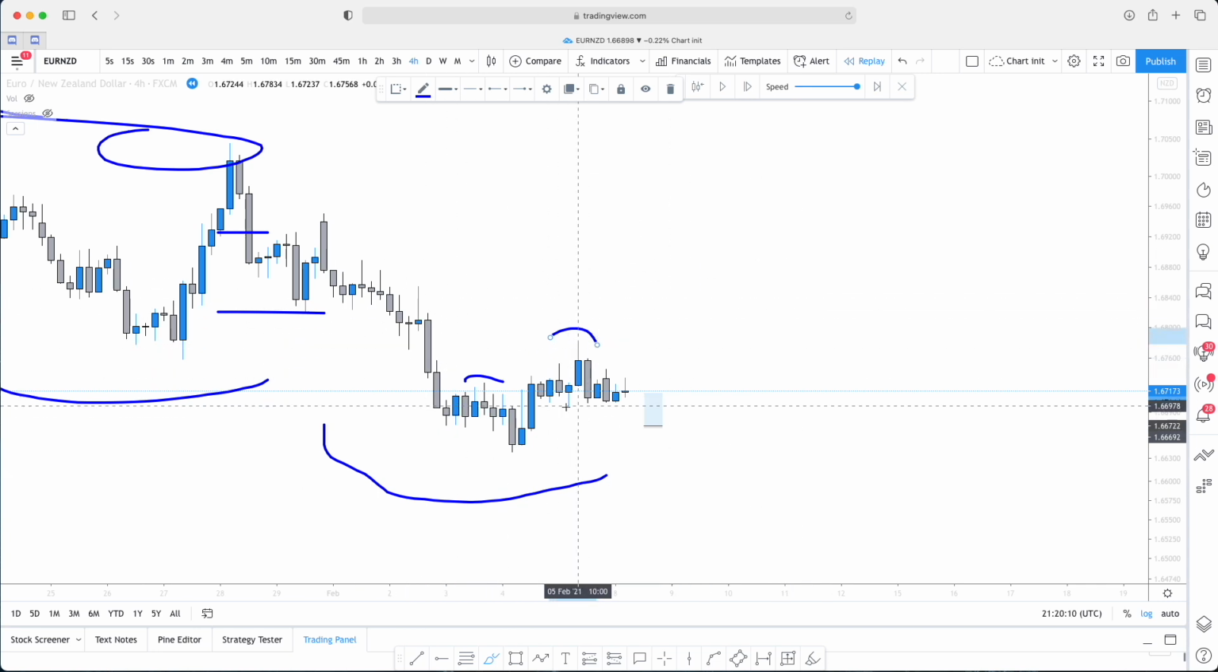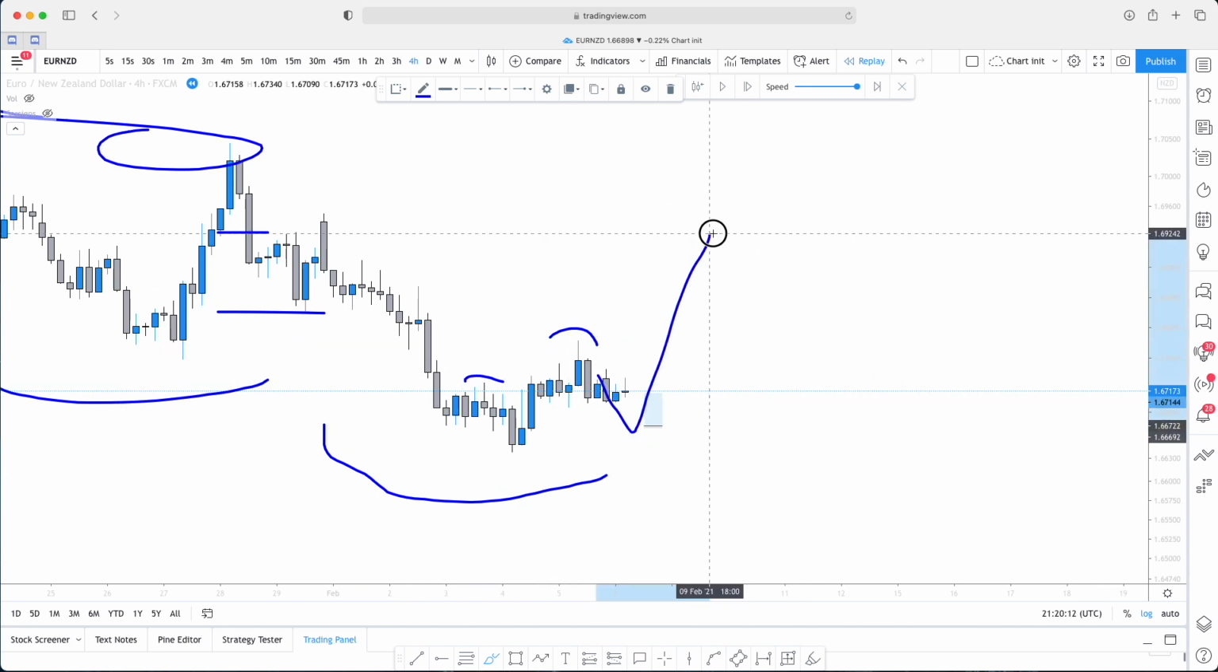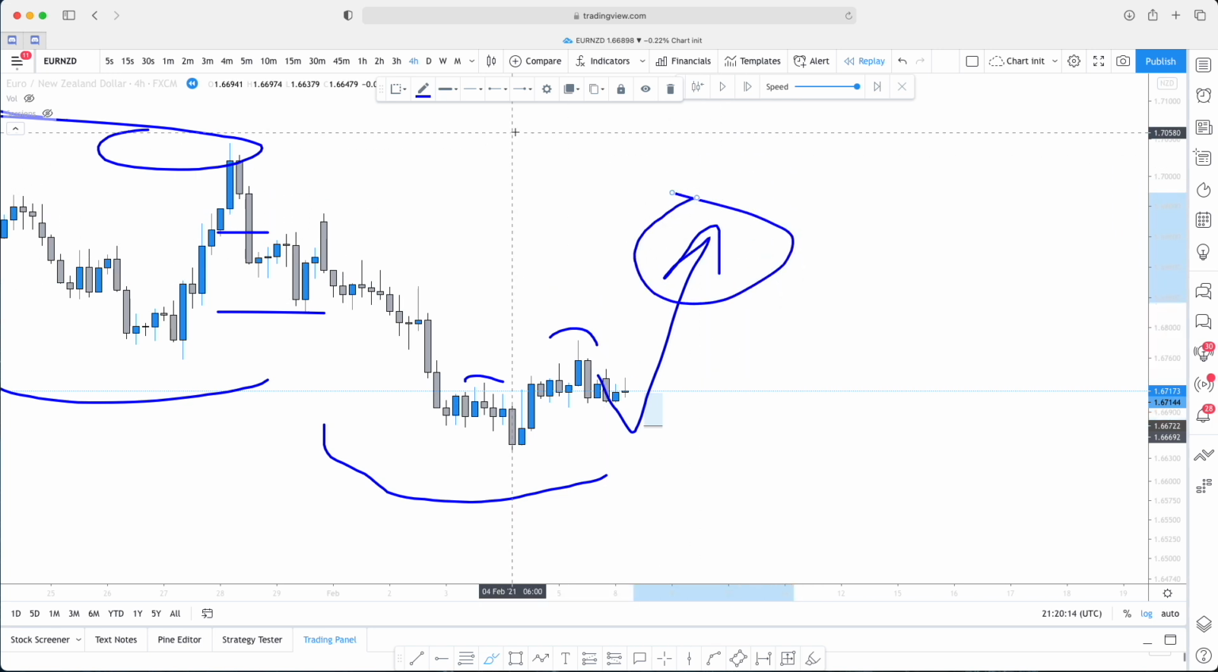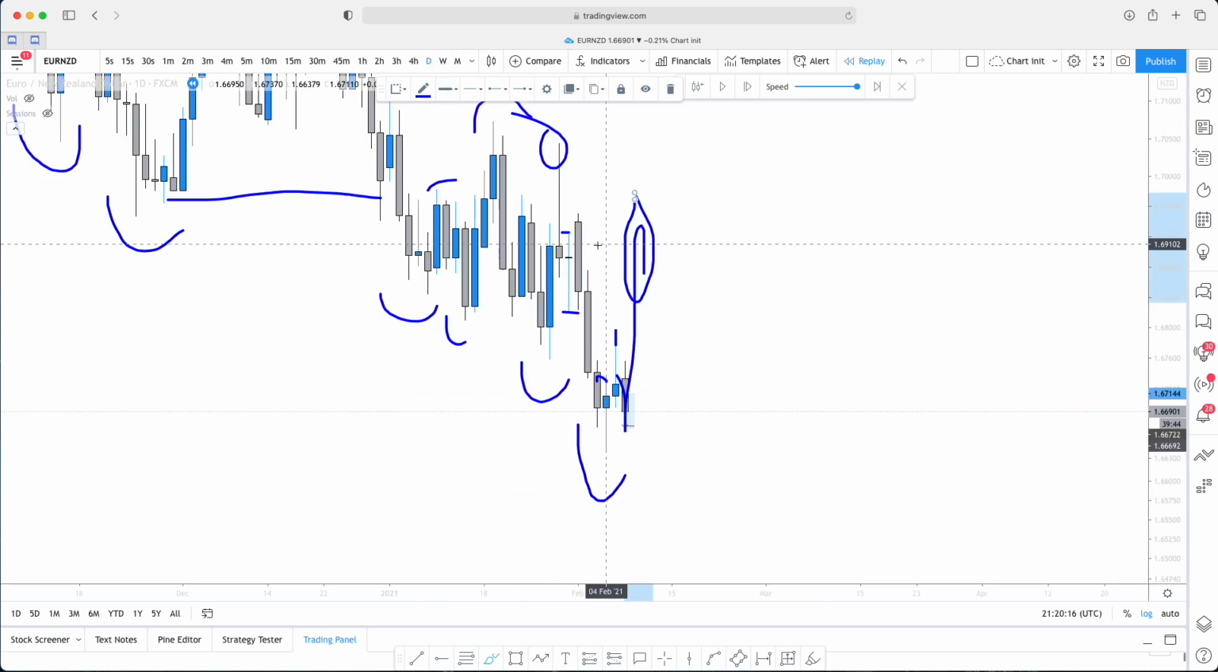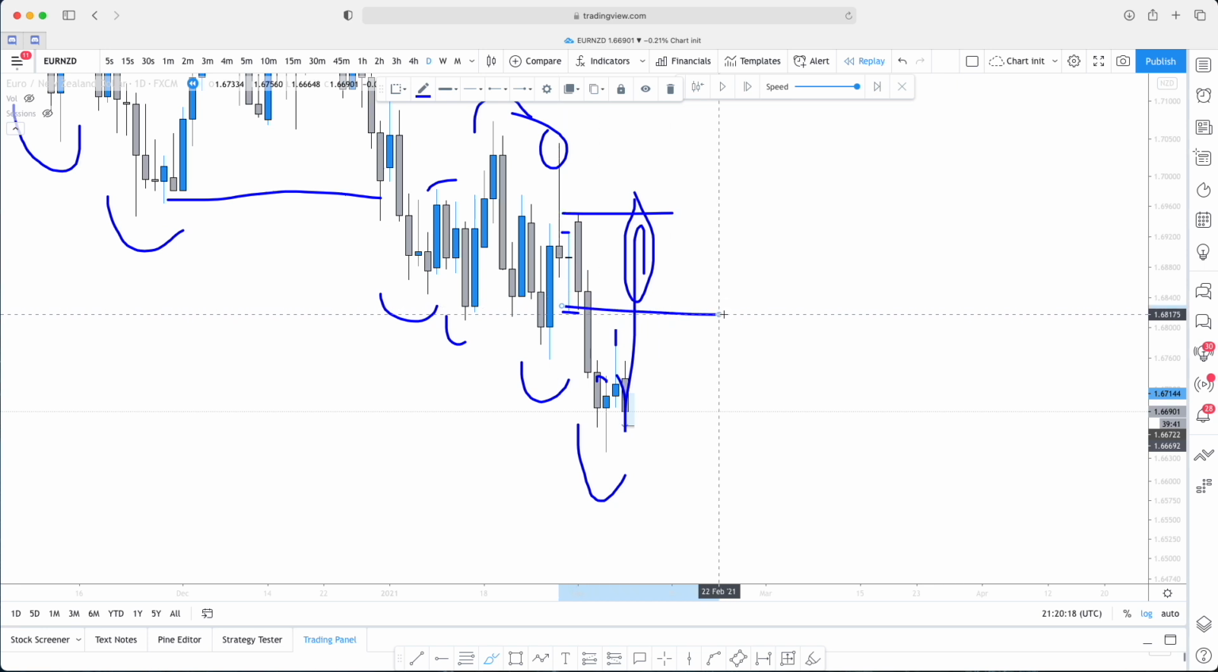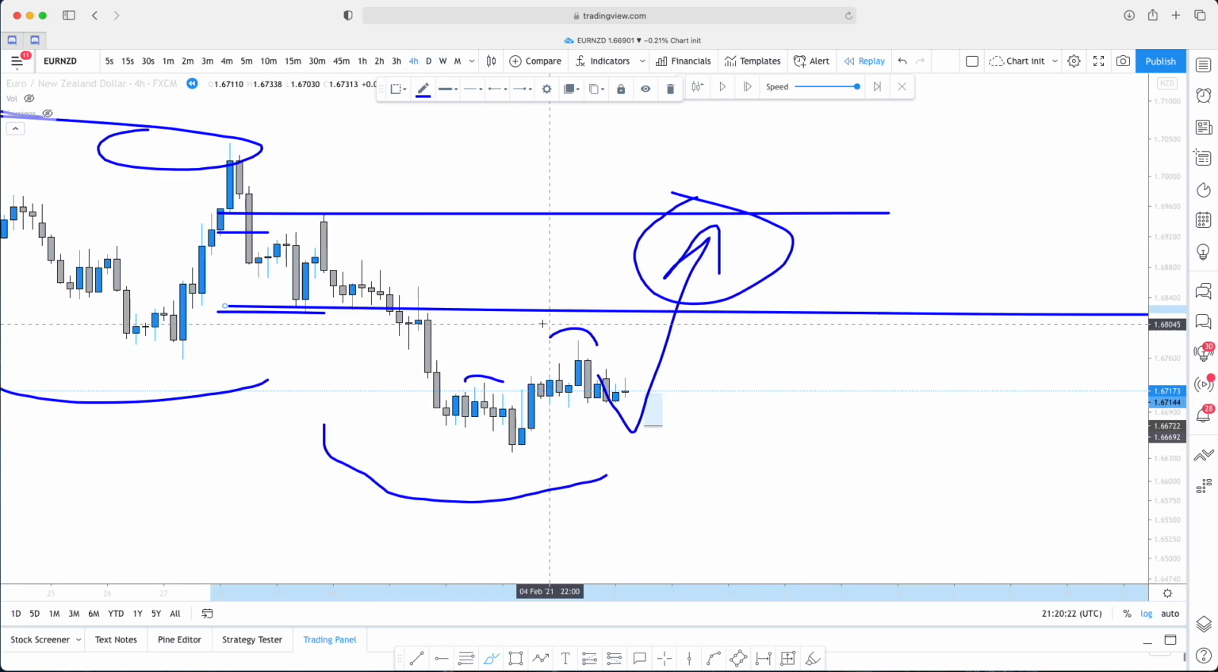So what that indicates to me is that we could potentially have a pullback, then continuation to the upside until we get to this daily order block, right? So this is essentially building a story for our counter trend trade.